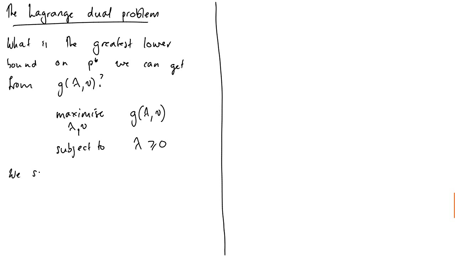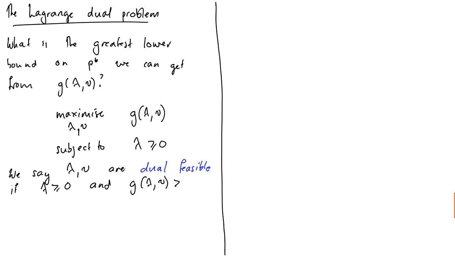We say that lambda and nu are dual feasible if lambda is greater than or equal to 0, and our objective is not negative infinity. And finally, we refer to lambda star and nu star as dual optimal.